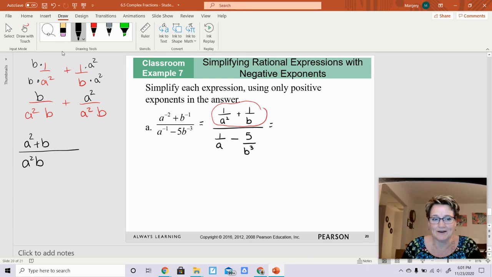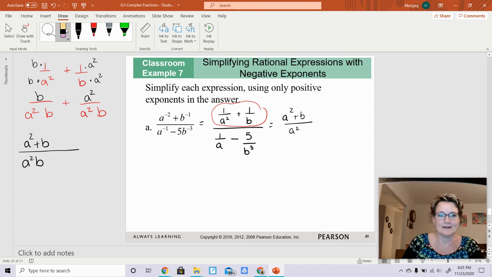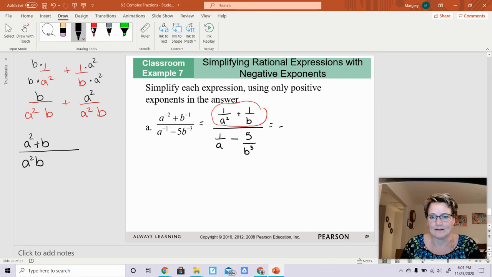So I'm going to go over here and write it out. A squared plus b over a squared. Let me just erase it for a minute. There. So this is going to be a squared plus b over a squared b.